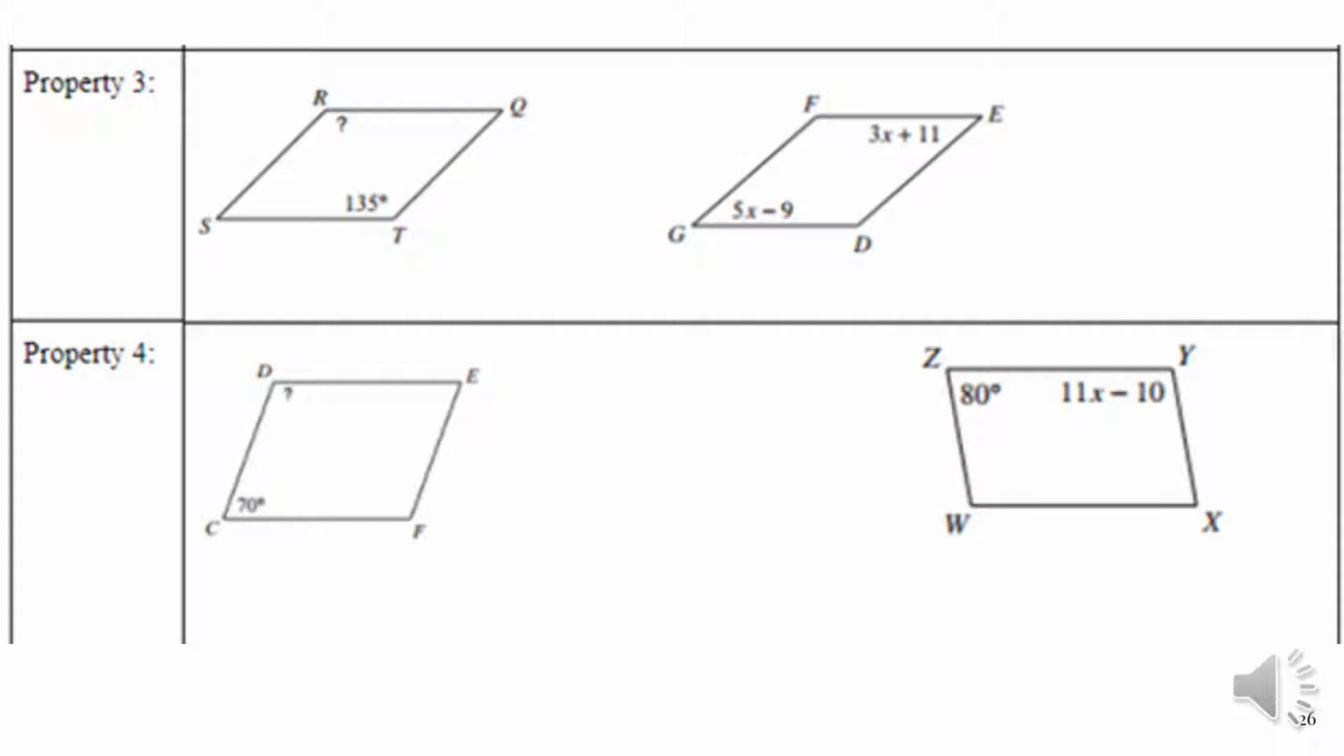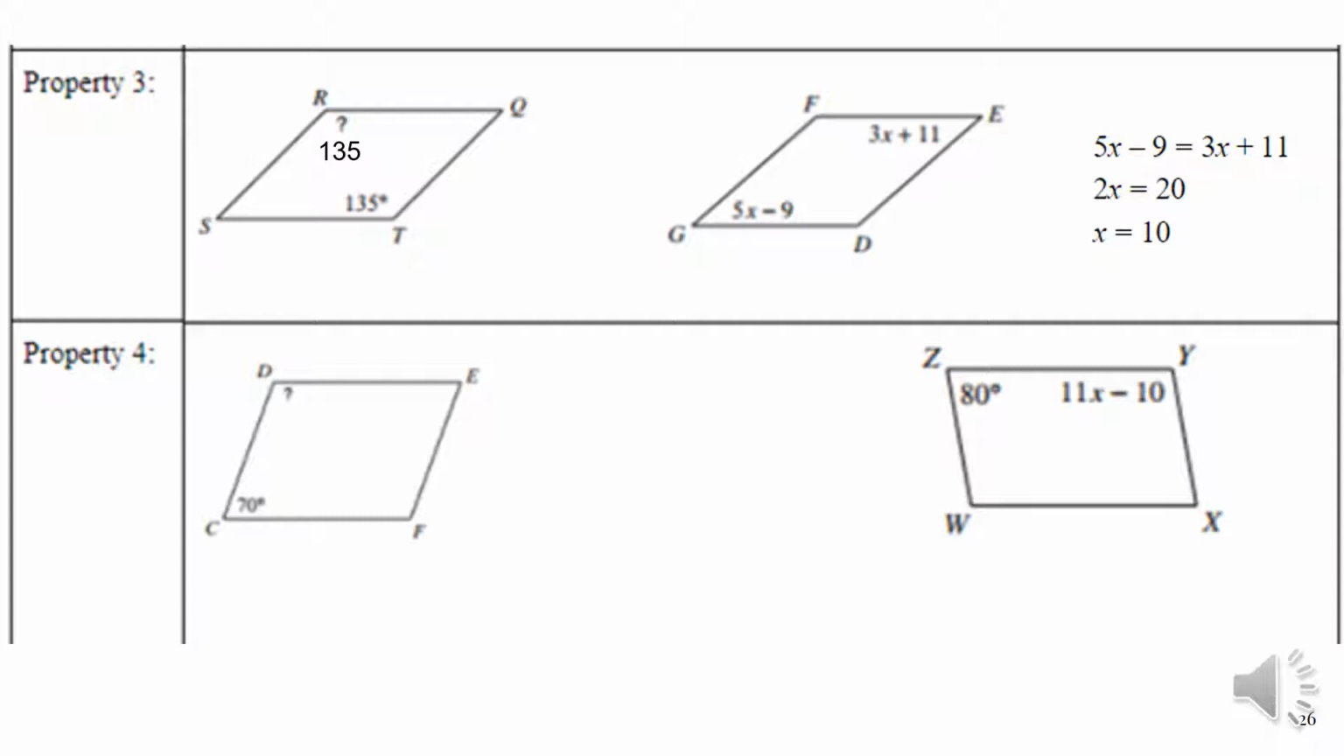Property 3 is my favorite. If the angle STQ is 135, then SRQ is also 135. If FGD is 5x minus 9 and FED is 3x plus 11, we know they're supposed to be equal, so we can solve for x, and thus you would be able to tell me that FGD would have an angle measure of 41 degrees, whereas FED would have an angle of also 41 degrees.